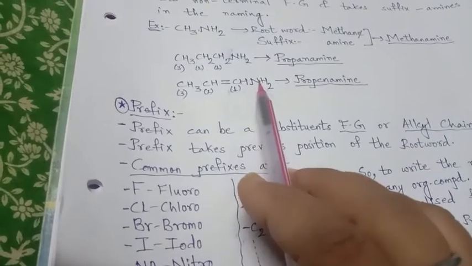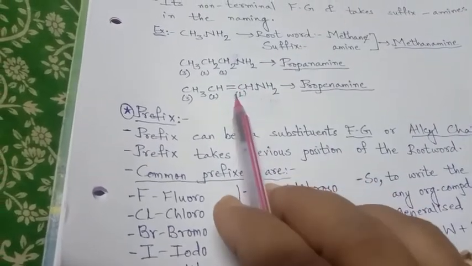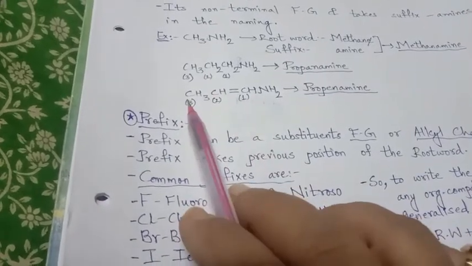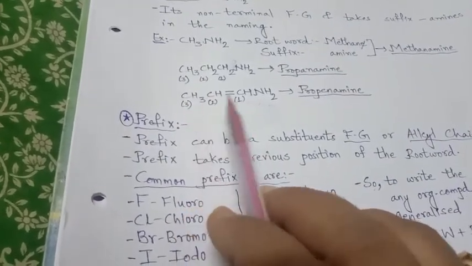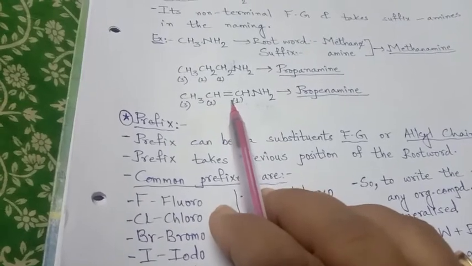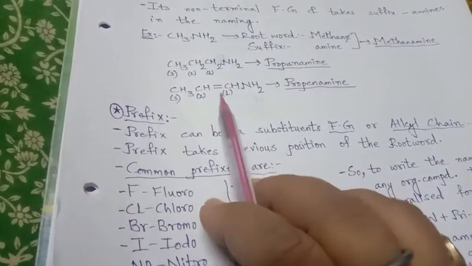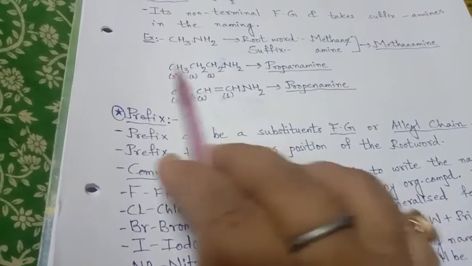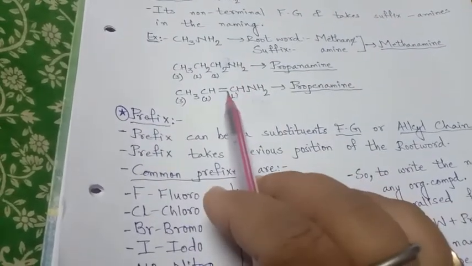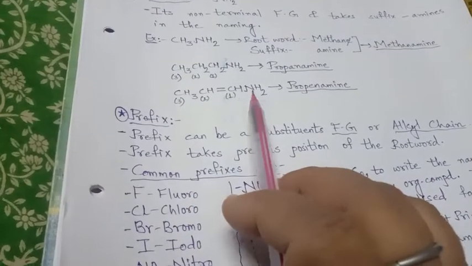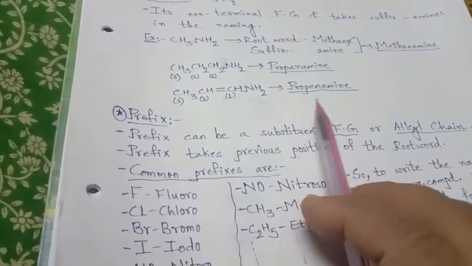Here now see, the functional group is here, so this is 1 carbon, 2 and 3, so it will be prop. Clear? But here, which prefix? Primary prefix now, because we need to see the bond in the primary prefix. Here all were single bonds, but here a double bond is there, so it won't be propane, it will be propene and amine. So this is propenamine.